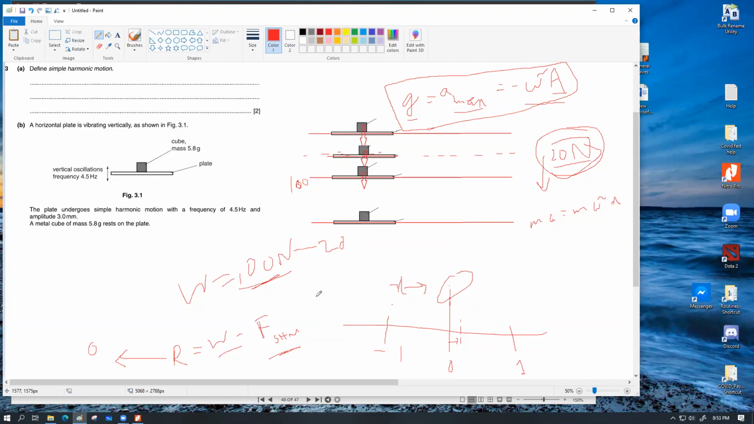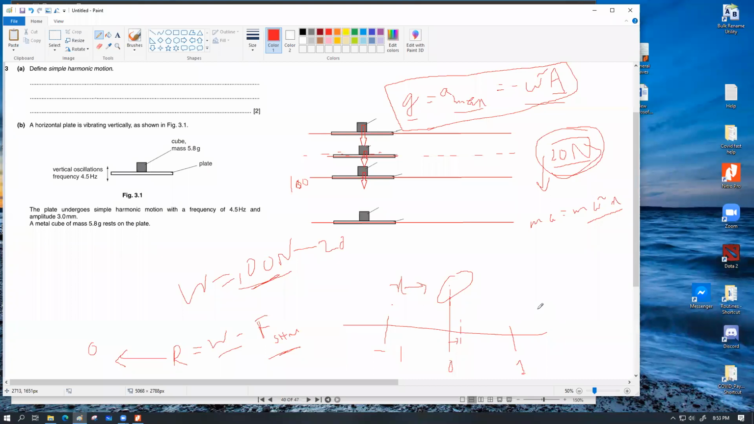Did it make sense somehow? Yes, sir. Sir, what do you mean when you say force required for SHM? Force required for SHM means that, I mean, this is basically this expression, this one.